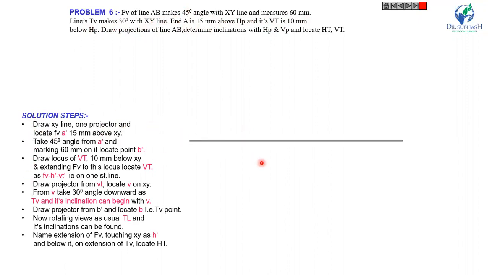First of all, draw the XY line and one projector, and locate the front view A dash 15 mm above the XY line. Now take a 45-degree angle from A dash, the inclination of the front view, and locate the point B dash at a distance of 60 mm from A dash.